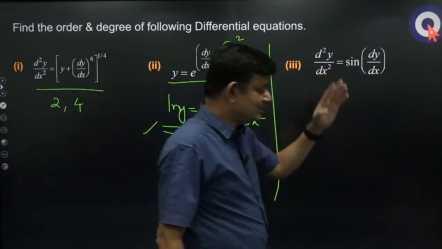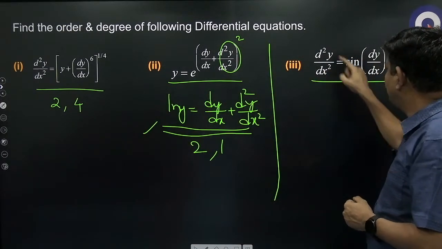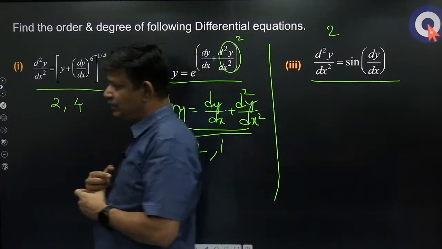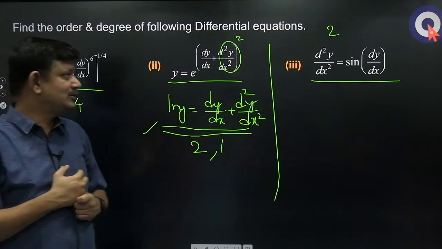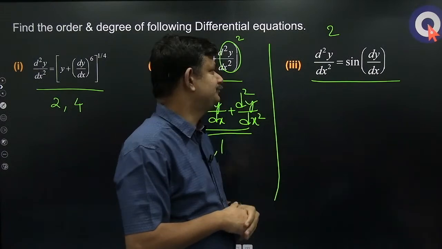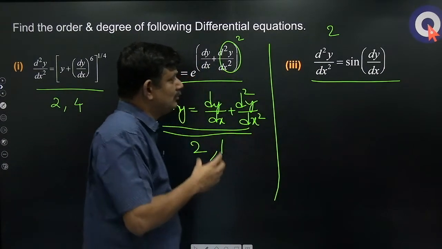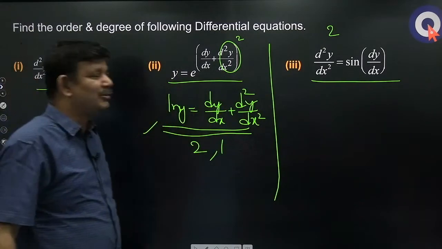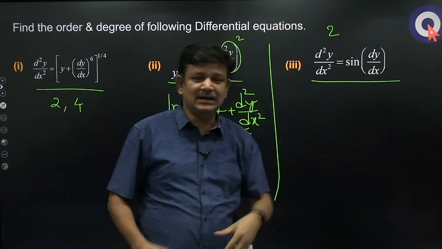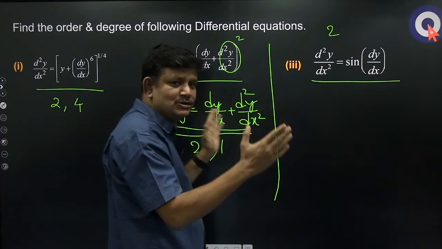We need to again convert this into polynomial of differential coefficients. So what is the order of this differential equation? 2. Highest order differential coefficient is 2. So d square y by dx square is there, order is 2. Now to say degree of this differential equation, I have to first convert into polynomial form. क्या ये already polynomial form में है? नहीं है, because dy by dx is in terms of sin. अब इसको निकालने की कोशिश करता हूं. How can I remove this?